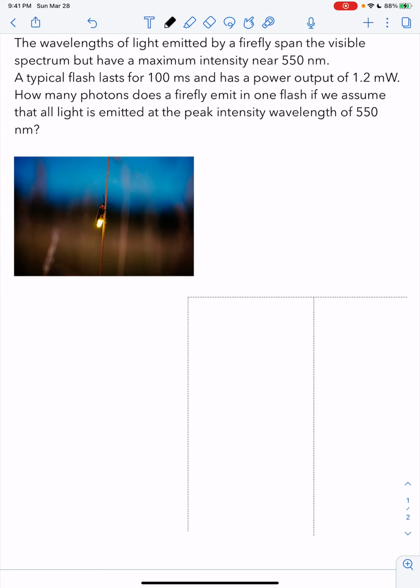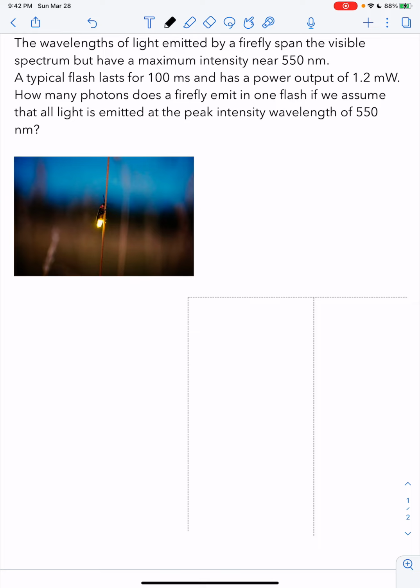Let's look at this question, examining the light released by a firefly. So we're told that wavelengths of light emitted by a firefly span the visible spectrum, but have a maximum intensity near 550 nanometers.